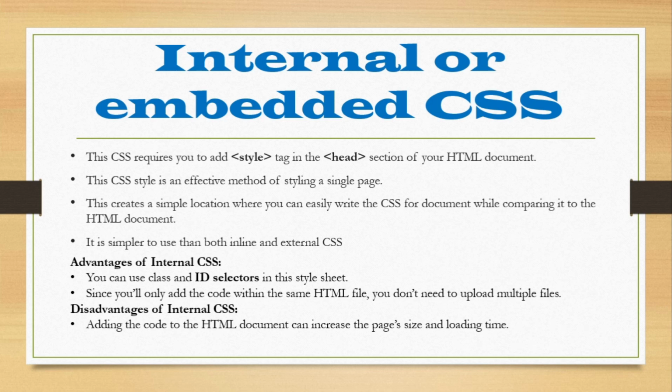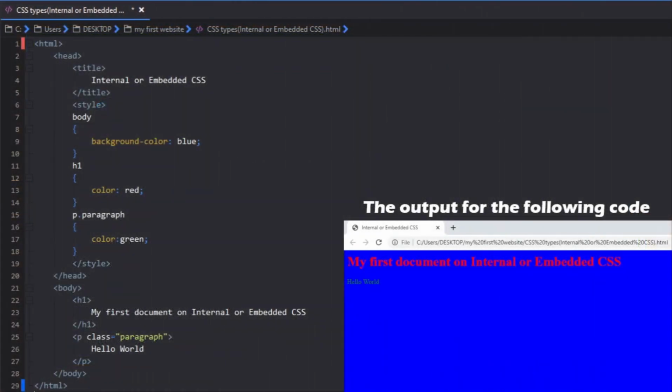Disadvantages of internal CSS: adding the code to the HTML document can increase the page size and loading time. It makes the document a little messy. This is an example of an HTML document with internal CSS code. It also has the output for the following code.